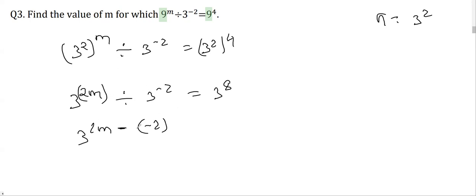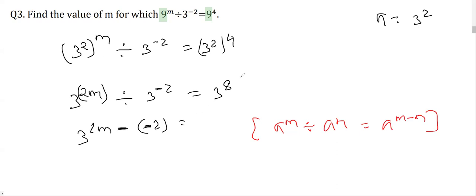So this is the reason why we have 2 minuses. One minus is for this power, that is minus 2 here. And the second minus is for the property which I'm applying here, that is a raised to the power m divided by a raised to the power n is a raised to the power m minus n. That is the law of exponents.